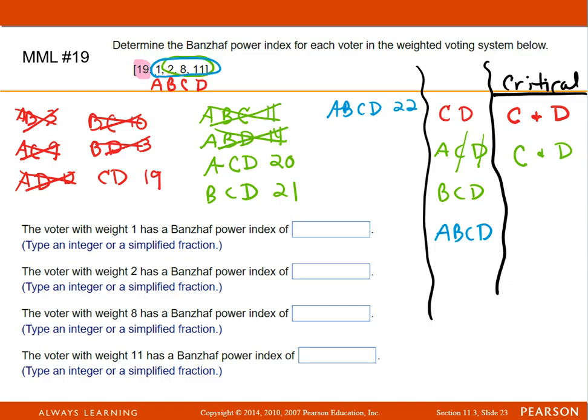And then the same thing happens with B, C, D. B can leave and C and D will still win. So B is not critical. But if C leaves, BD is no longer a winner. And if D leaves, BC is no longer a winner. So C and D are both critical there.